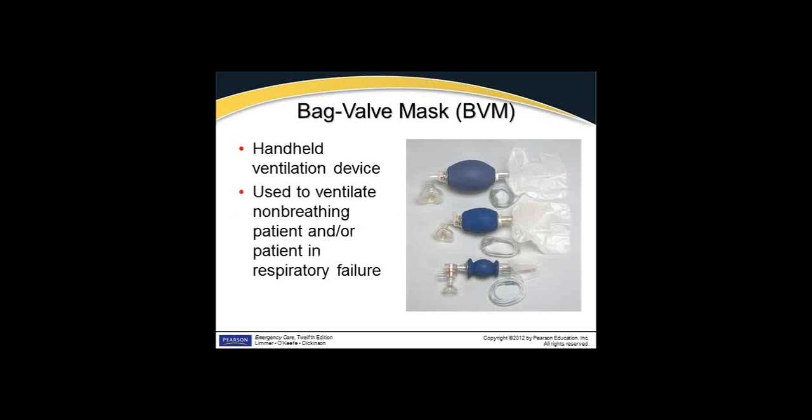The bag valve mask. The bag valve mask is a handheld ventilation device. It's used to ventilate non-breathing patients and or patients in respiratory failure. This is probably the most commonly used method of ventilating a patient in EMS. There's a couple of ways to do this. There's one person or two person, and two-person bag valve ventilation is typically much more efficient. You don't have to struggle as much for a good mask seal, and you can squeeze the bag well.